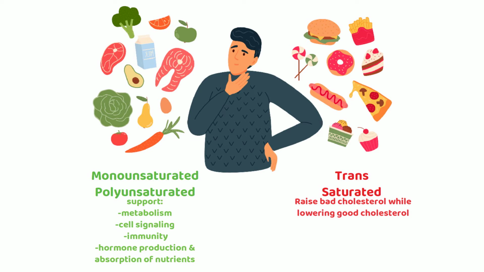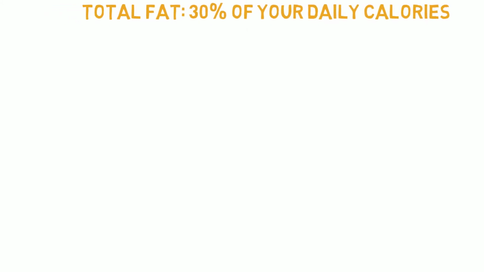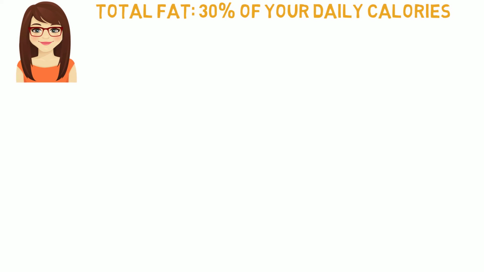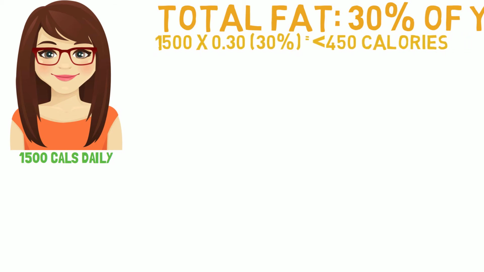So, how much fat should be included in our weight loss diet? Well, this should be about 30% of our daily calories. Ready for some more maths, guys? No? Me neither. Let's go. So let's bring in Sarah again and recall that she is on a weight loss diet as calculated earlier at 1,500 calories daily. Therefore, we need to multiply 1,500 by 0.30 to find the most calories of fat she should be consuming each day, which is 450 calories.